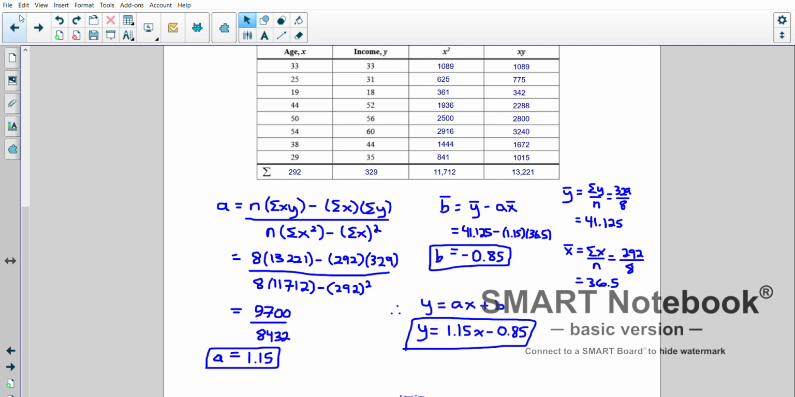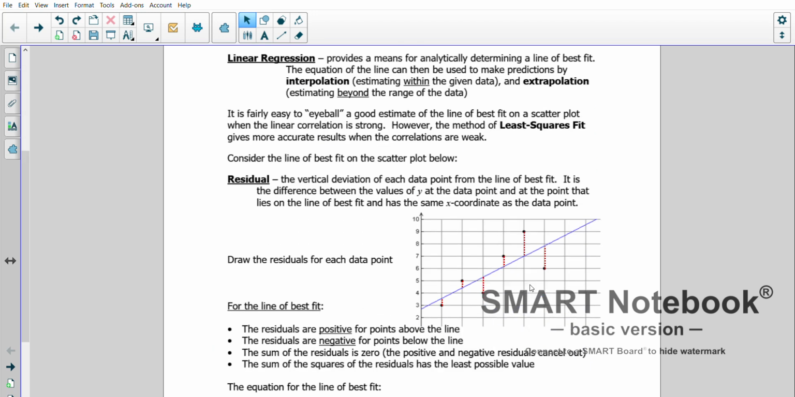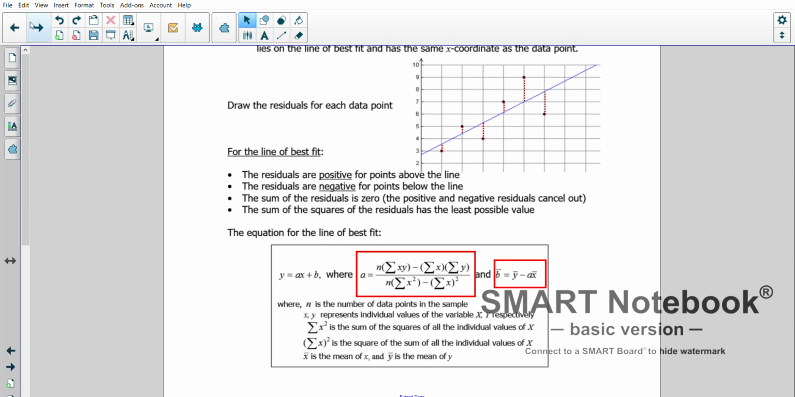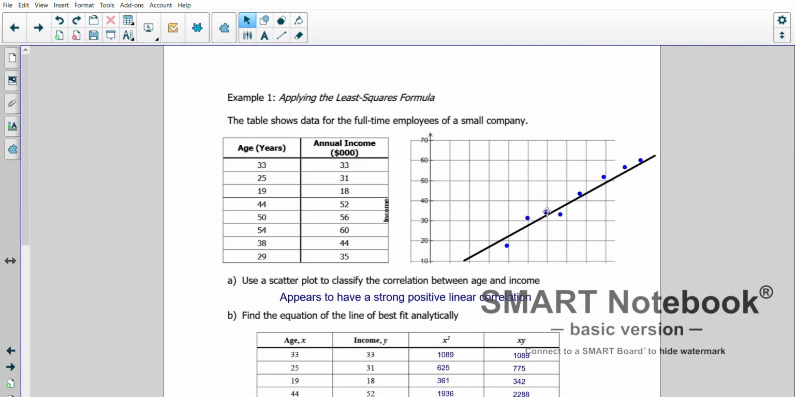So if I were to go back to the graph, it's cut off unfortunately, but wherever it is on yours, that negative 0.85 would be the y-intercept, and then the slope would be 1.15. Probably something very close to that.